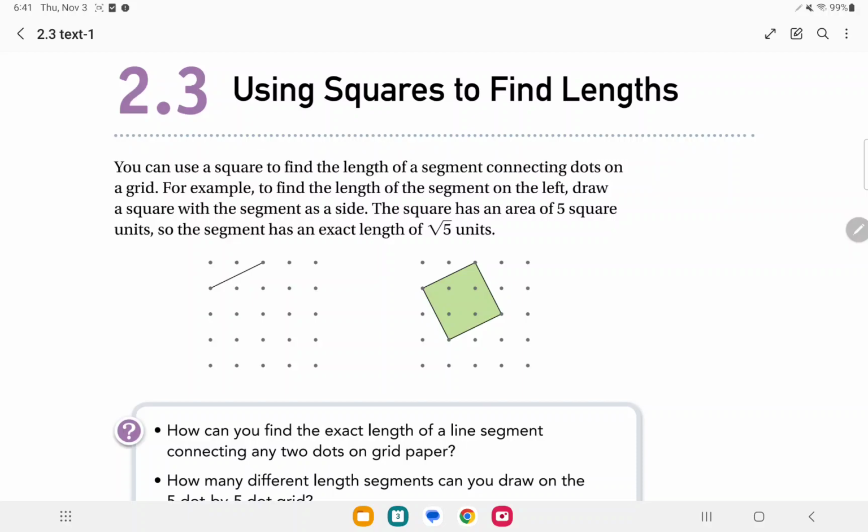This video will be all about 2.3, using squares to find lengths of line segments. You can throw that in on the end.